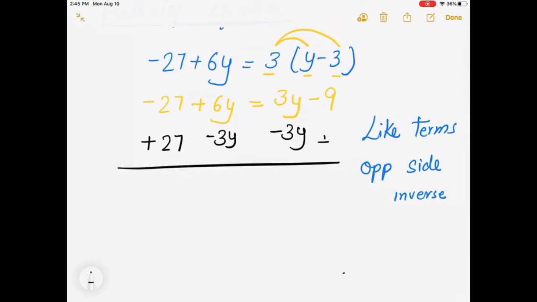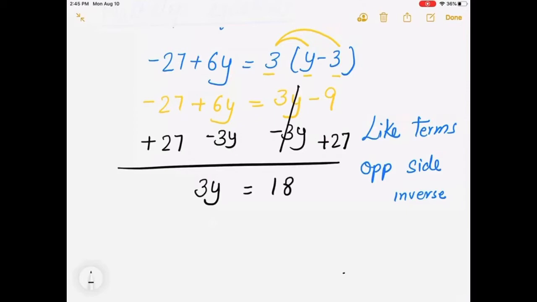So I would add 27 both sides. So I would leave variables on the left side and numbers on the other side. So this 3y is going to get canceled out. So I have 3y left on the left side, and on the right side, what I have is going to be 18.